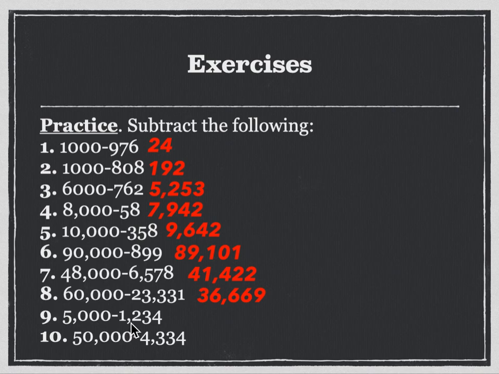Number 9, we have 5,000 minus 1, 2, 3, 4. Minus 1, this becomes 4. Minus 1, 3. 3, 7, 6, last 6. And number 10, 50,000 minus 4, 3, 3, 4. Minus 1 here, this becomes 4. And then apply the sutra. 4, 5, 6, 6, and 6. Okay, again, there's a typographical error in number 3.